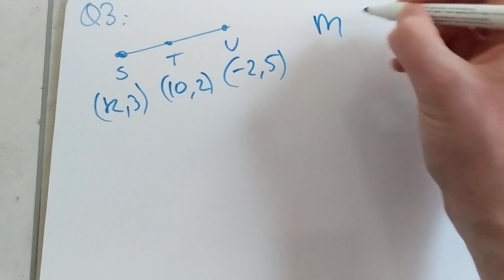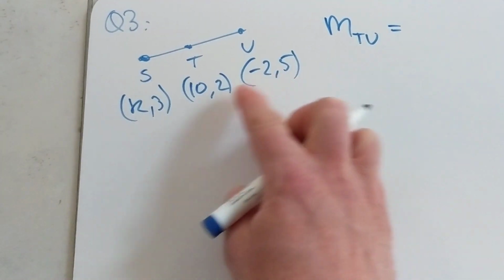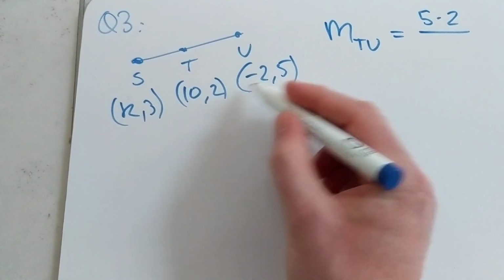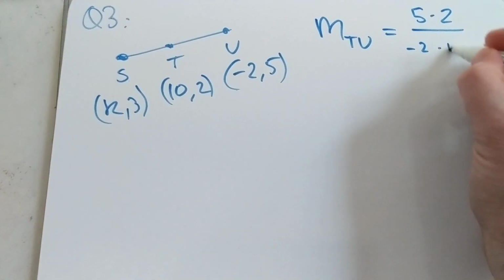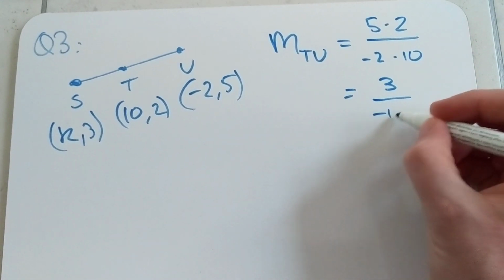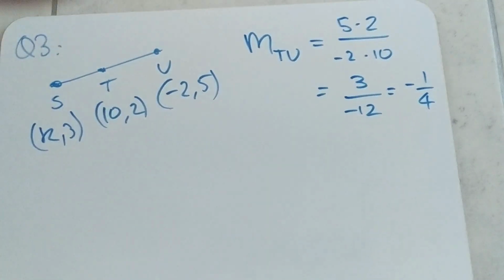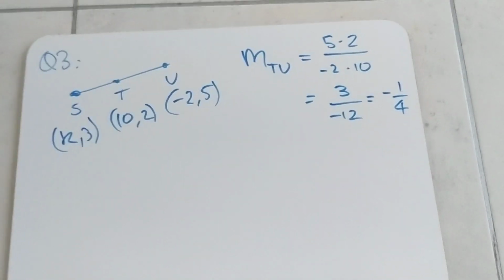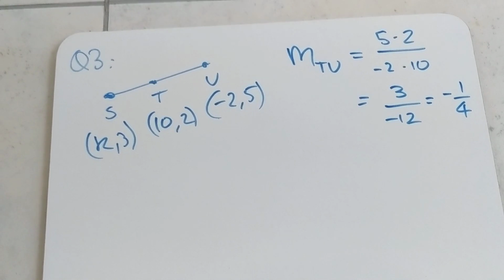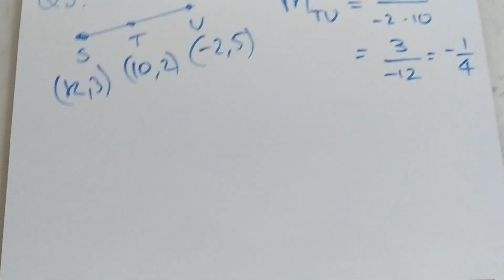If you get the gradient between T and U, y2 take away y1 would give you 5 take away 2 on the top. x2 take away x1 would give you minus 2 take away 10 on the bottom, leaving you with 3 over minus 12, and that ties up to minus a quarter. So the gradient between T and U is minus a quarter. If these points are all collinear, then the gradient between S and T also has to be minus a quarter.